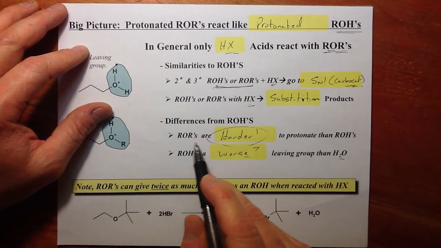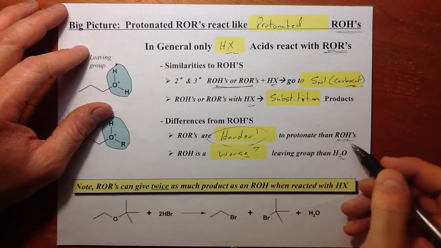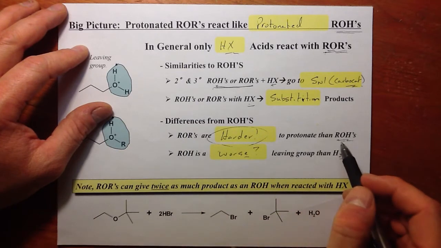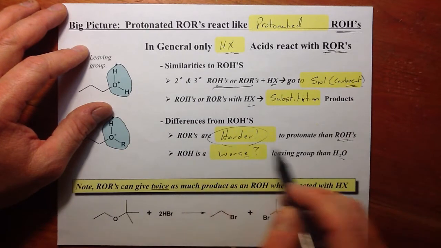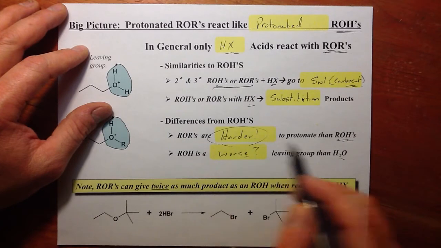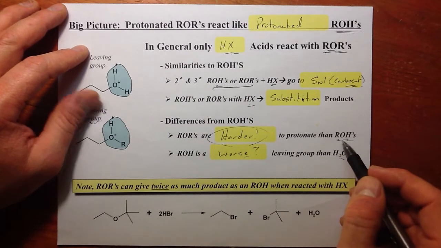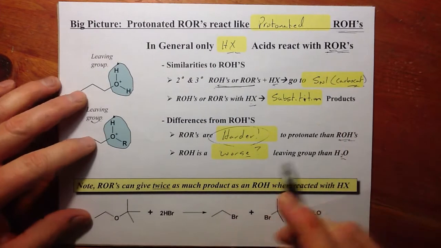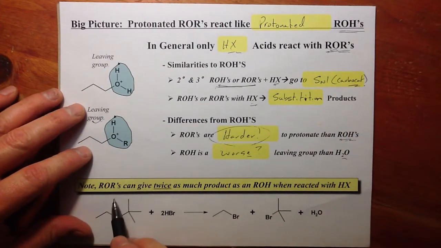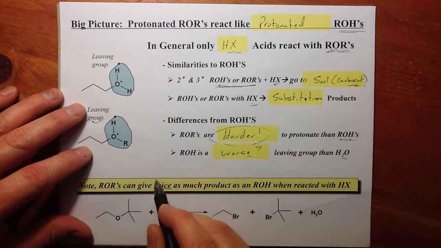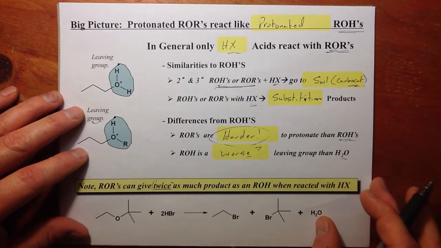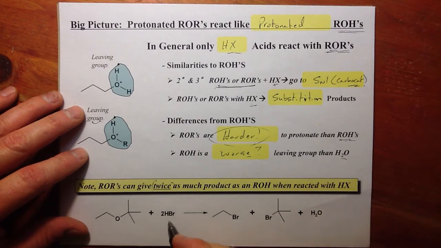Less polar compounds are going to be harder to protonate than a more polar compound. Easier to protonate something if it's more polar. All right. Okay, one last thing about the differences. RORs can give twice as much product as ROH when reacted with an HX, or two equivalents of HX.